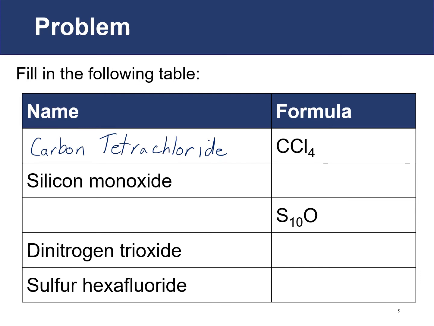The next one is silicon monoxide. So because the silicon doesn't have anything in front of it, we know that there's only 1. So we have silicon monoxide, which would be SiO. For our next one, we have sulfur with 10 sulfur and 1 oxygen. So 10 is deca, and then sulfur, 1 oxygen. So that would be monoxide.